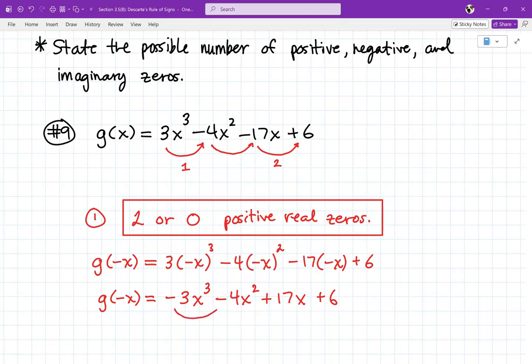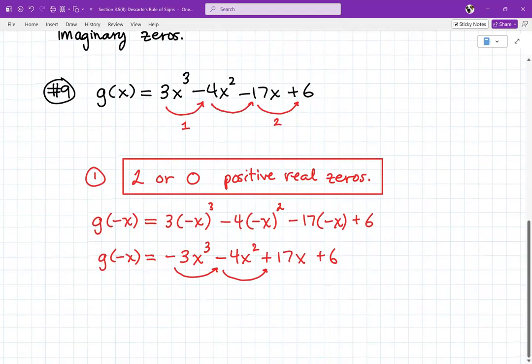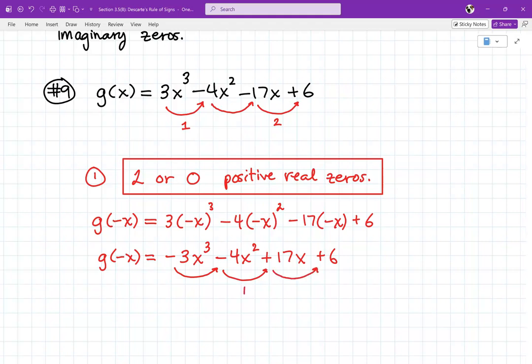Negative 3 goes to negative 4. Is that a sign change? No. Negative 4 goes to positive 17. Is that a sign change? Sorry, from negative 4 to 17, that is a sign change, right? That's 1. From positive 17 to positive 6, is that a sign change? No. From positive to positive, no sign change.